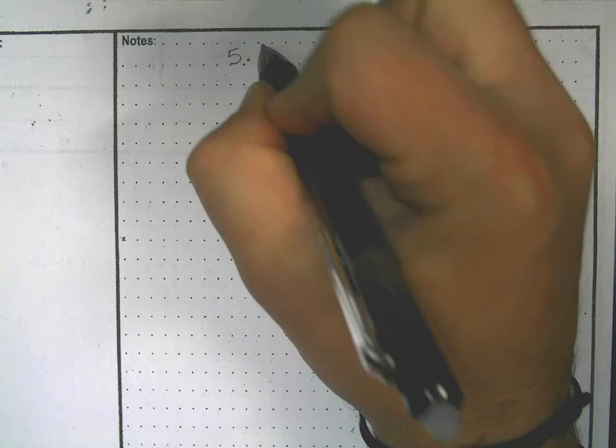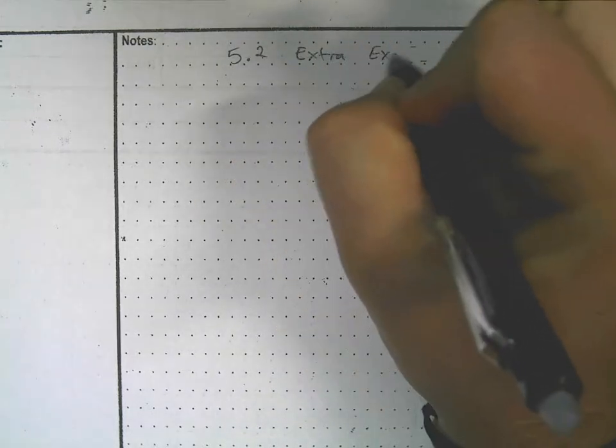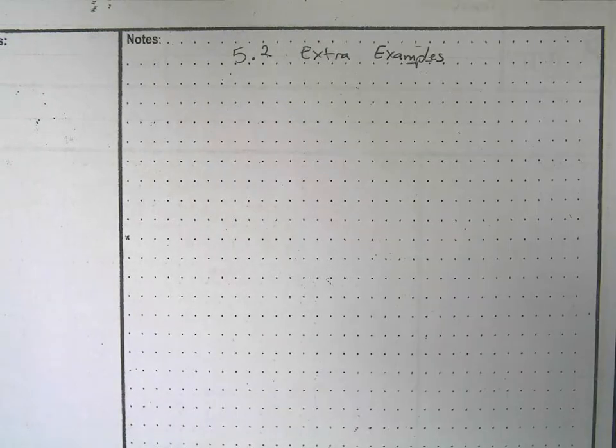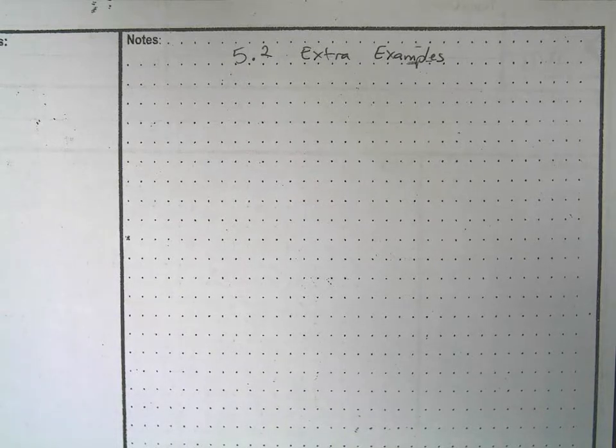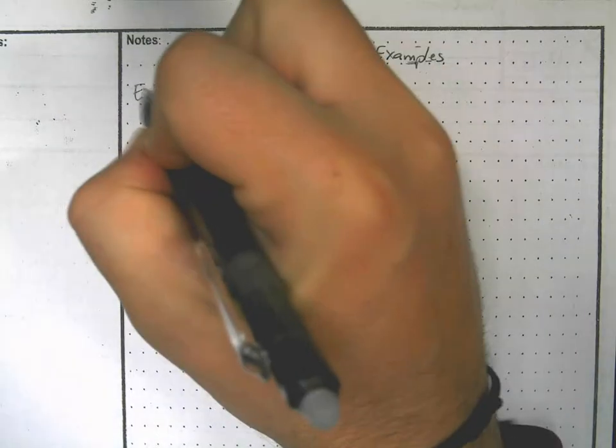In this video, we'll be looking at section 5.2, some extra examples. Now, the key to most of these problems is identifying what the angle relationship is. That way, you can set up your equation. So, say we're looking at this right here.